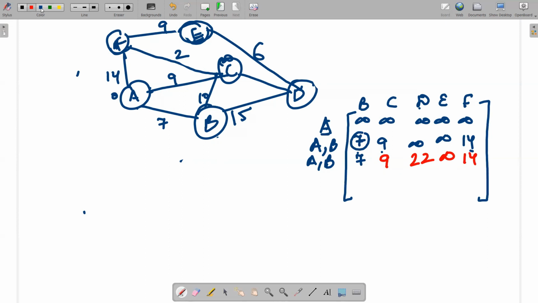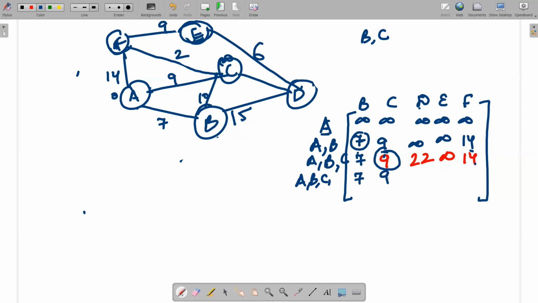So I have to be pretty optimistic over here. As a greedy algorithm, I need to find out the minimum possible edge from A: 7, 9, 22, infinite, and 14. 9 is lesser, so I will freeze 9 also. So we have fixed B, we have fixed C also. So with the 9, let's move to the next possible things.